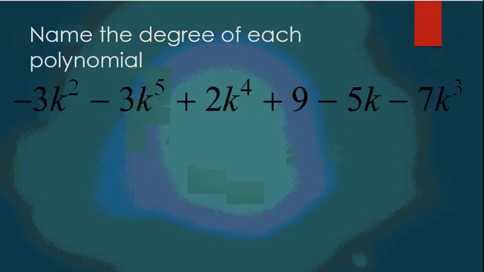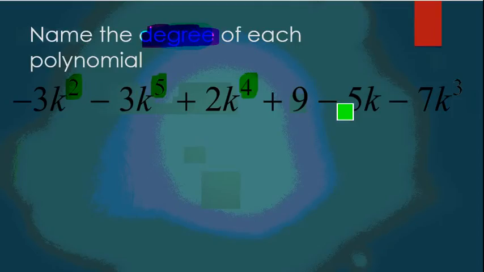Okay, so in this one, we need to, again, name the degree of the polynomial. So we're going to look at 2, 5, 4. This one doesn't have a degree on it. Well, it does, but it's hidden. This one has a 1, and this one has a 3. So which is the highest? That one. So this is a 5th degree polynomial. There we go.